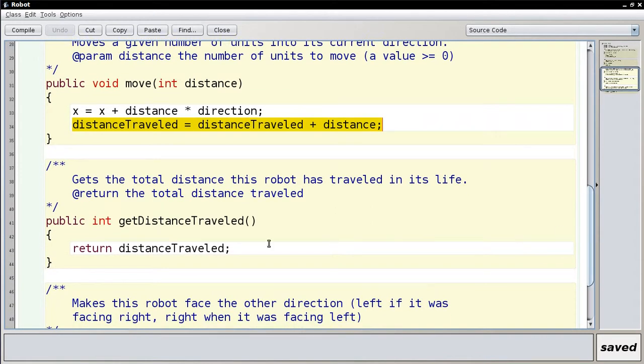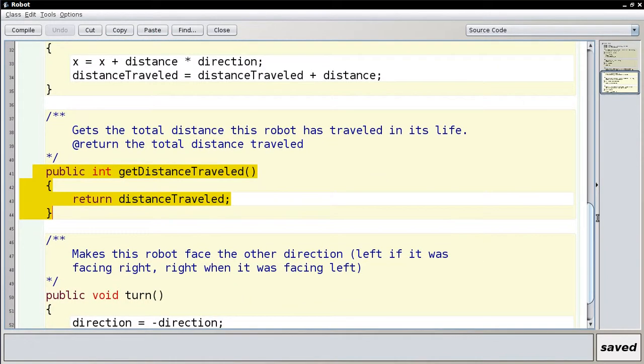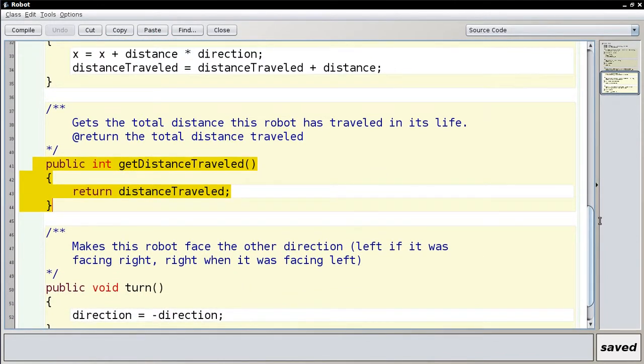And finally, I need to have a method that reports the total. So have a look in the textbook about the bank account and deposit and get balance, and you'll notice that deposit is exactly like move, it increments the total, and get balance is exactly like this accessor that returns the current total. So it's the same pattern of changing, and it's a good idea to start thinking in terms of these patterns when you design new classes, which is of course something you'll do all the time.